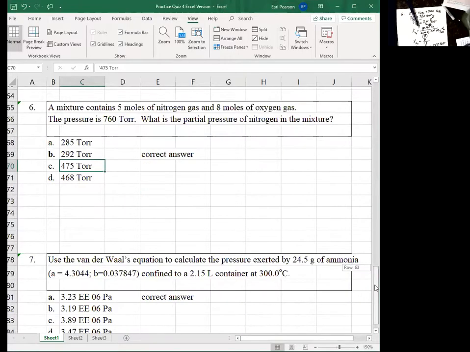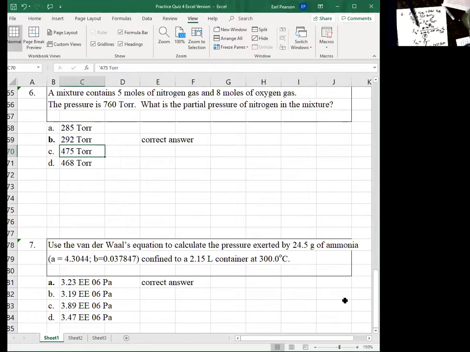Now, number 7 is the van der Waals equation problem. Now, that's kind of a tough problem in terms of the math. So you want to be very careful. It says use the van der Waals equation to calculate the pressure exerted by 24.5 grams of ammonia. Here are the constants for ammonia. A is 4.3044 and B is 0.037847. It's confined in a 2.15 liter container at 300 degrees Celsius. And we're now to do the calculation.